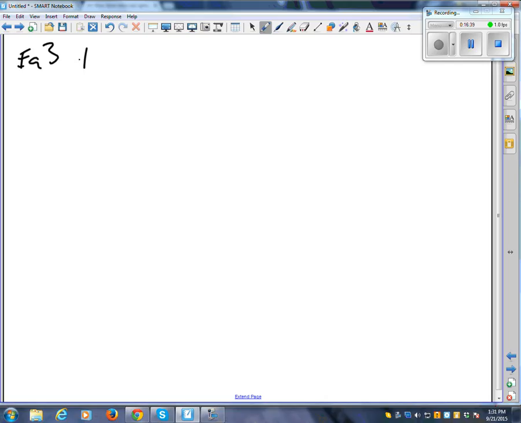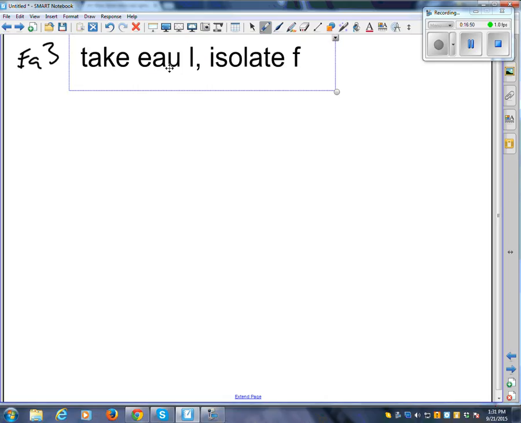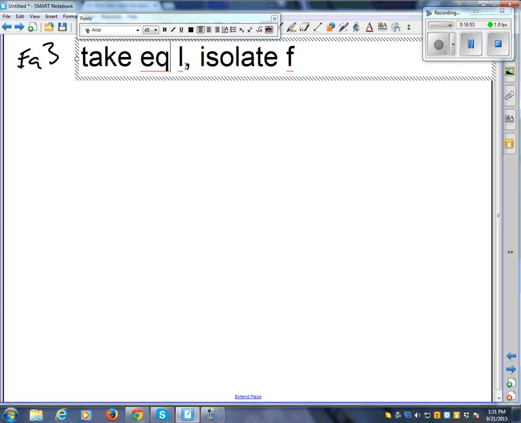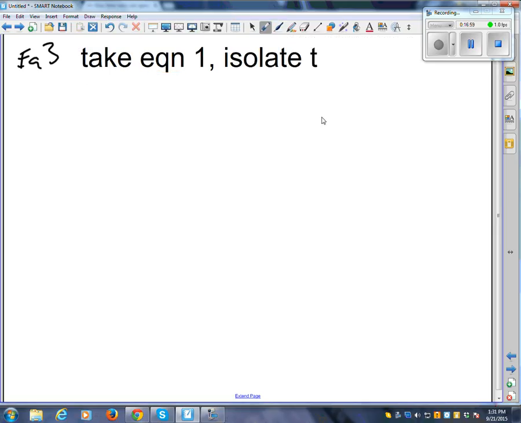I'm going to take equation 1 and I'm going to isolate t. Equation 1 was VF equals VI plus AT. We're going to take this one and isolate t. Can you isolate t in your head?